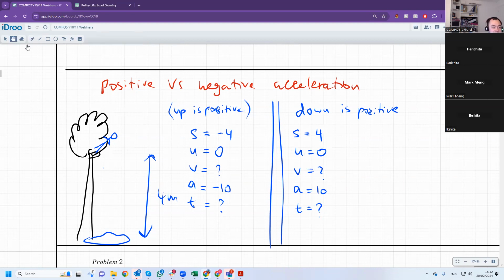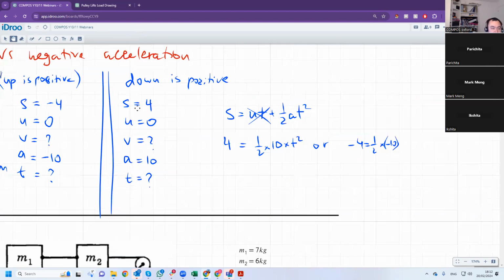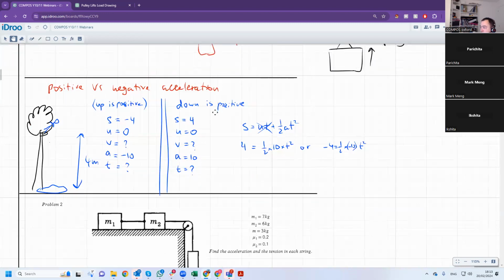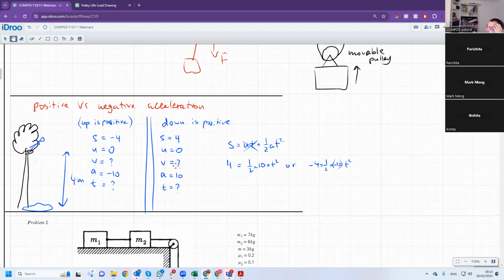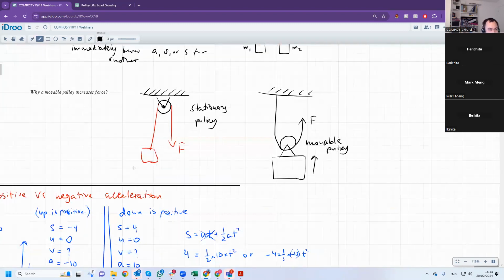If you're doing s equals ut plus 1/2 at squared, because u is 0, this is going to be 4 equals 1/2 multiplied by 10 multiplied by t squared, or you have -4 equals 1/2 times -10 times t squared. You see what's happening? You just make a decision. It doesn't matter what you choose. As long as you stick to that decision, you get the same answer. I usually draw the y axis and then choose a direction. So now the y-axis is up. So up is positive. That's it.